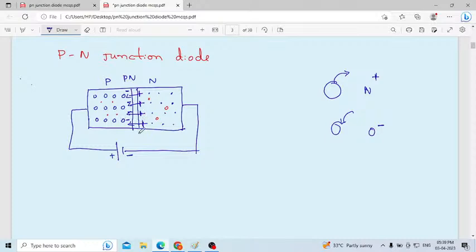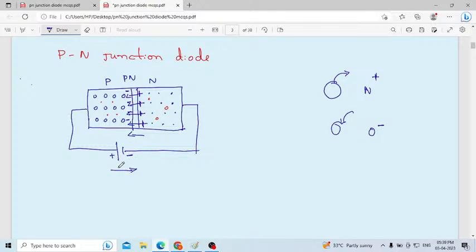charge. Then here you can observe, when positive charge and negative charge are present, they will create an electric field in the depletion region. Then this electric field will move in this direction. Okay, then here the electricity normally moves from positive terminal to negative terminal. Consider the external battery also, the electricity will move from positive to negative, in this direction it will move.